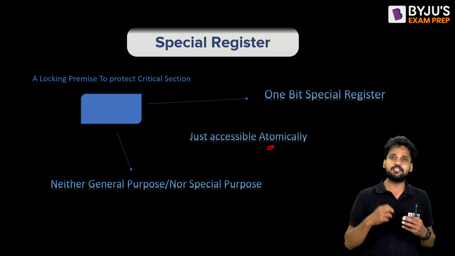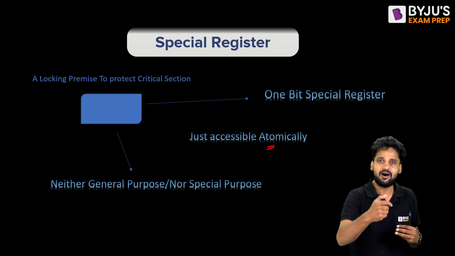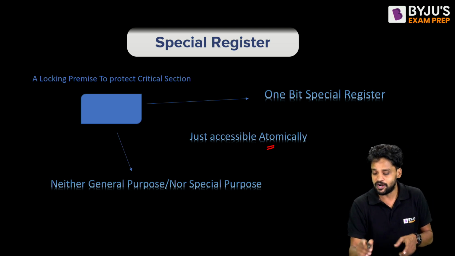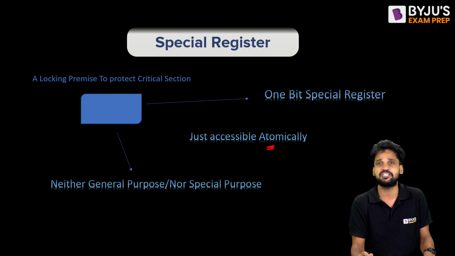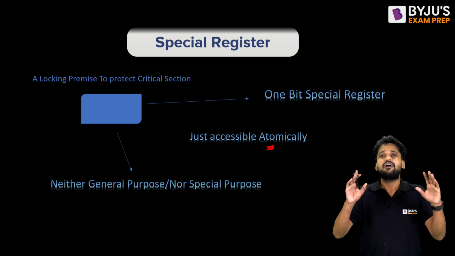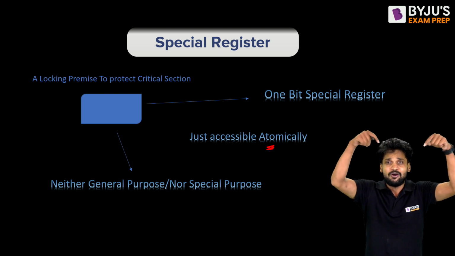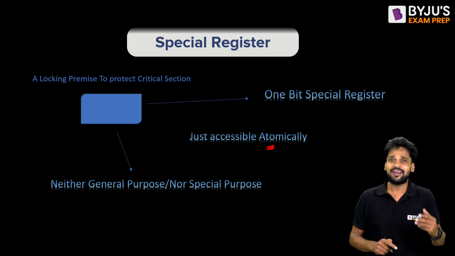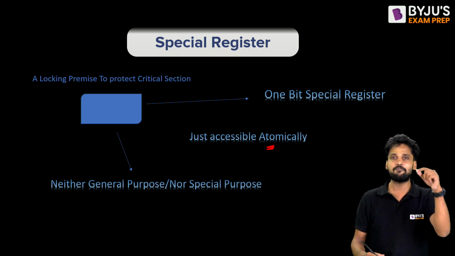This register will either be provided to you as a lock or provided to me as a lock, but not both. This is what atomicity is all about. What is atomicity? Only one process will be able to access this lock. Although two processes simultaneously want to access the lock, only one process will succeed in getting this lock. The other process will be queued up.